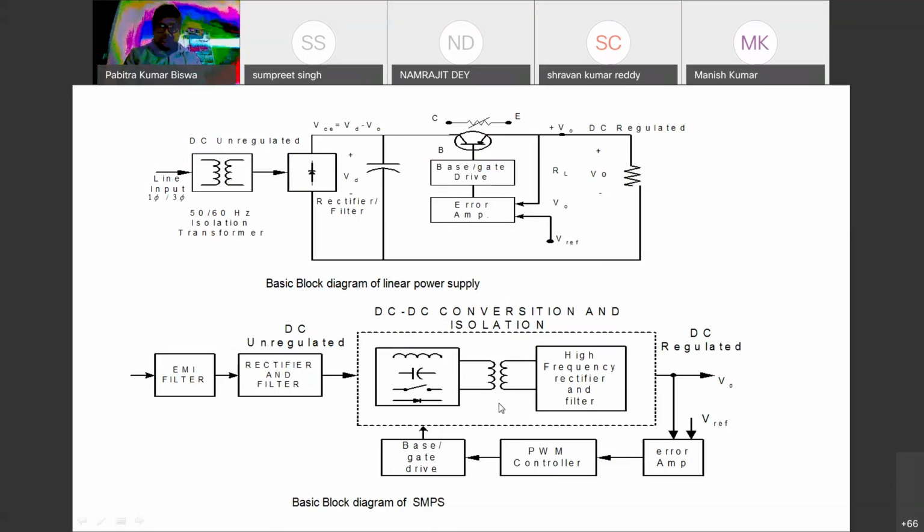When we are using the isolated DC to DC converter, it is also known as an SMPS, switch mode power supply. That is the diagram: EMI filter, rectifier and filter, then the total converter with isolation, and this is the high frequency rectifier and filter. Then we get the regulated DC, and the error also goes to the PWM controller and base, which controls the switch.